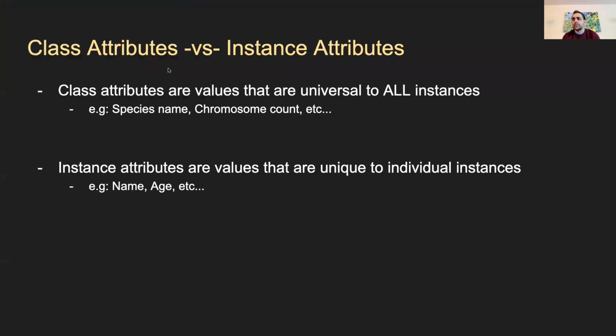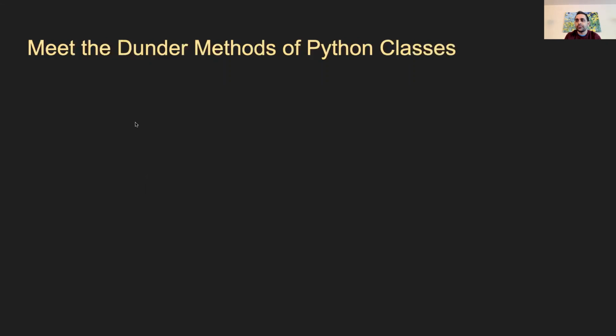So again, we covered class attributes, instance attributes. Just to go over this one more time. Class attributes are shared properties between different instances. So different instances of dogs will have the same species name, same chromosome count, etc. But different dogs will have different names, different ages, etc. So anything that's unique to a particular dog, that's going to be an instance attribute versus anything that's shared between basically all dogs, that's going to be a class attribute.